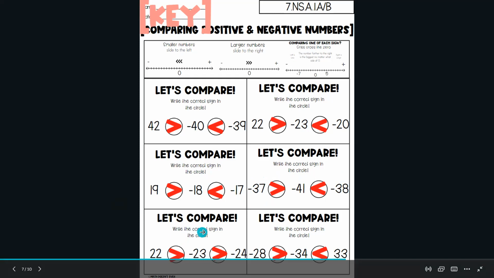22 is greater than negative 23, which is greater than negative 24. 22 is our largest value. Negative 24 is our smallest value.